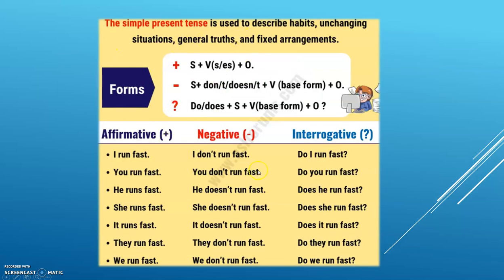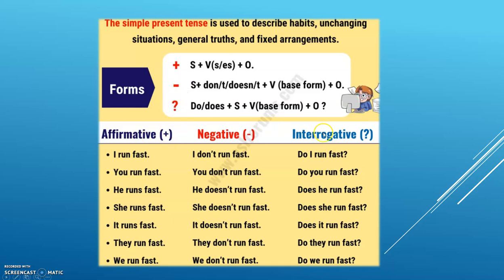Now look at the structure of the sentence. This is very simple. If you understand this, then you can write any simple present tense sentence, and you will be able to solve it. Now the simple present tense is used to describe habits, unchanging situations, general truths, and fixed arrangements. Now, in a sentence, children, always you have positive, that is called affirmative. Remember, we did this in the 8th standard. Affirmative is a positive sentence. Then you have negative, then you have a question mark.